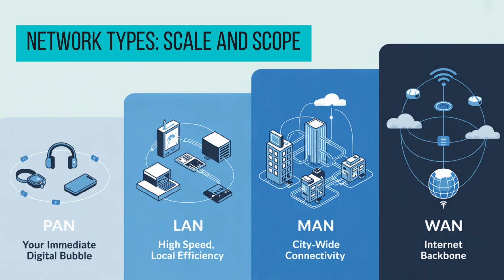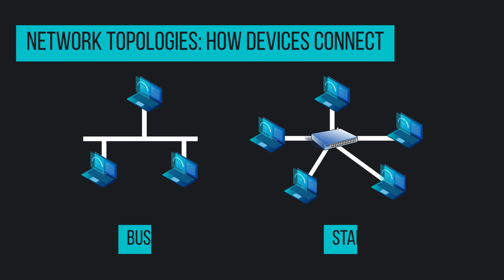Now that we understand the scale of networks, you might be wondering, how are these networks actually structured? What does the architecture look like? That brings us to network topologies, the different ways we can arrange and connect devices within these networks. Essentially, they are the architectural blueprints for how devices are connected within a network. Think of topology as the floor plan of your network.